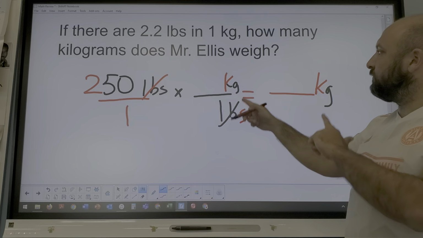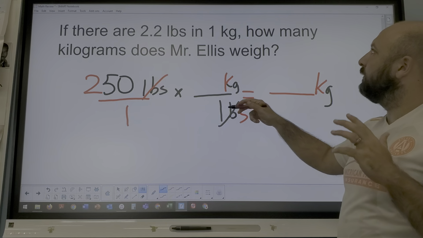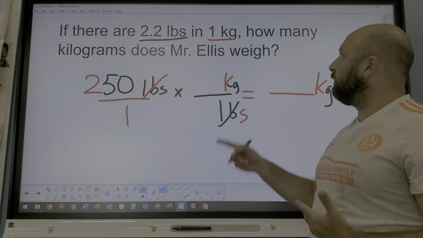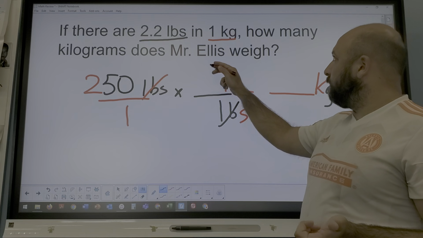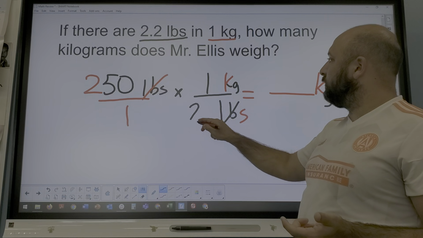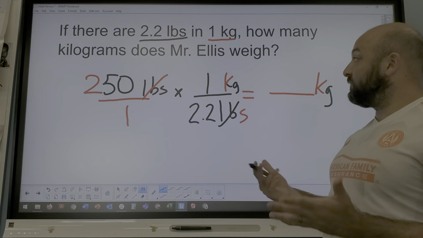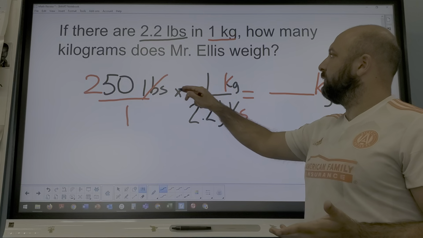Then I need my conversion factor, my equivalency, right? 2.2 pounds and 1 kilogram, they're equivalent. So I just put these numbers in here. 1 kilogram is equal to 2.2 pounds. The bigger unit always gets the 1. And so I just simply do the math. Multiply across.